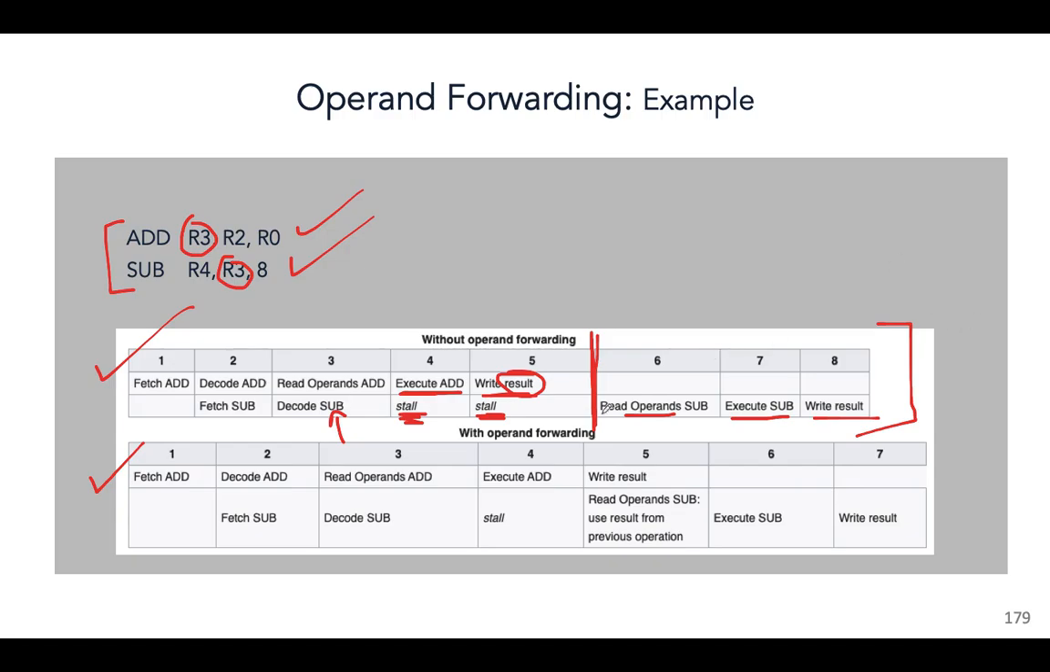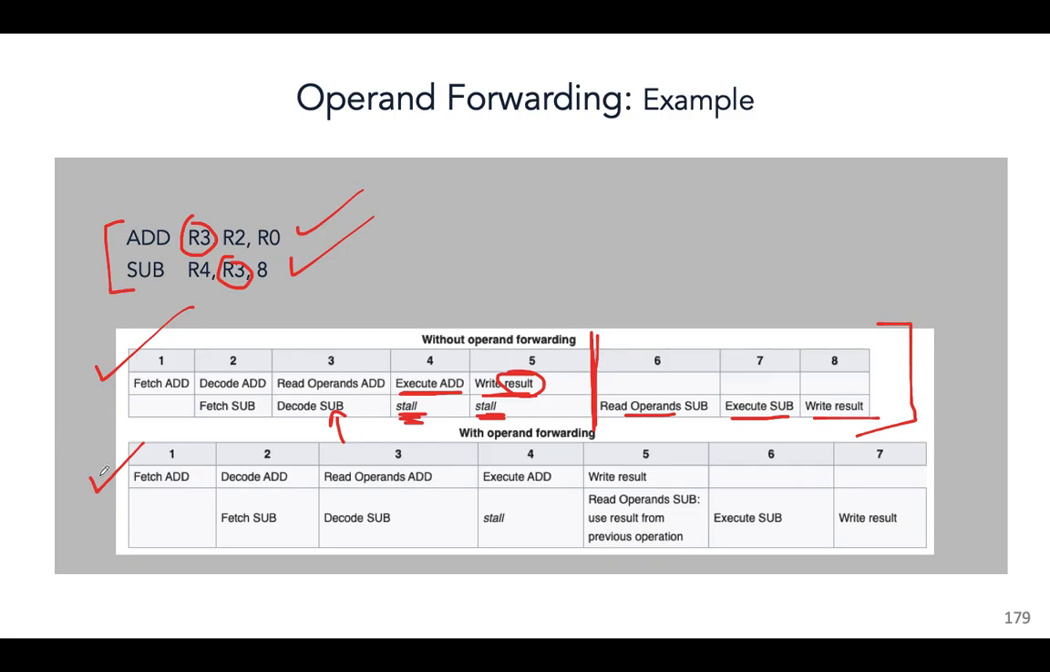Now let's see what happens in the same situation if we had used operand forwarding. Operand forwarding, the hint is in the name itself. The operand is forwarded to whatever instruction needs it before that operand is written into memory.